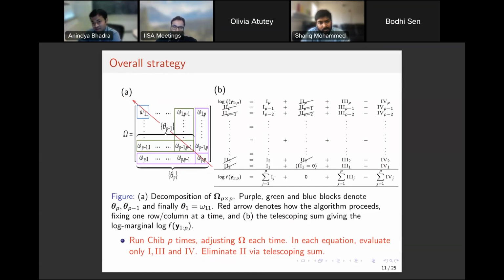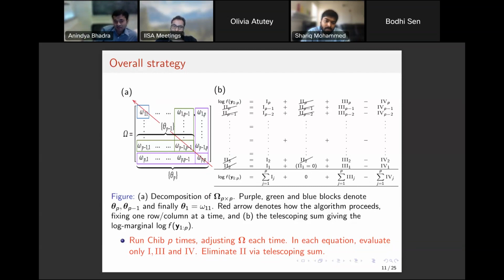The log marginal, from the first slide, has 1 plus 2 plus 3 plus 4, and 2p is 1p minus 1 plus 2p minus 1, and so on and so forth. Then we simply proceed row by row or column by column, and term 2, which is the problematic term, simply cancels from the overall sum. It never actually needs to be evaluated. The only things that need to be evaluated are terms 1, 3, and 4. So this is the strategy then. What you have is the entire omega.